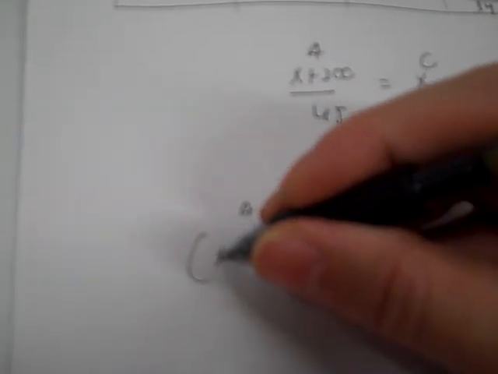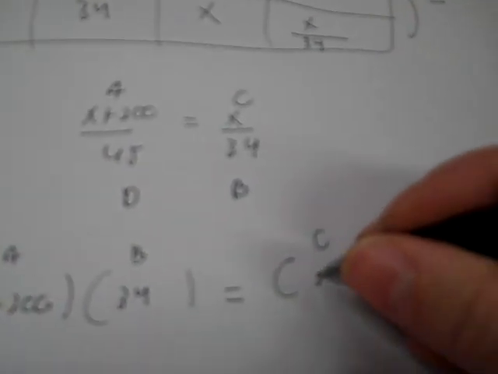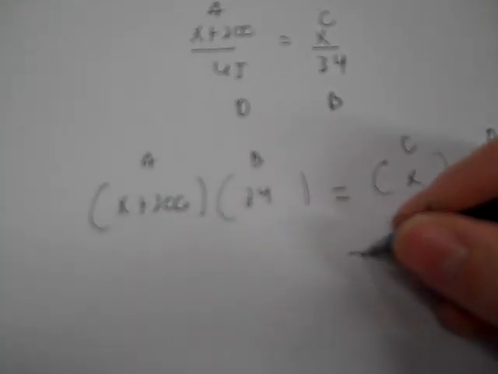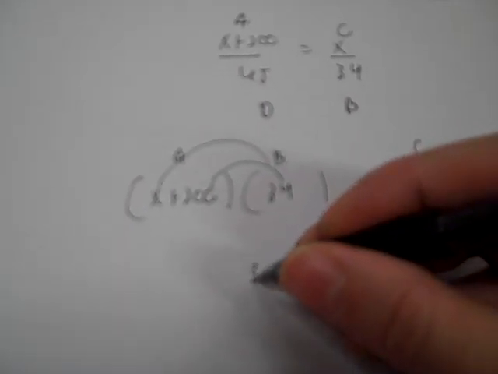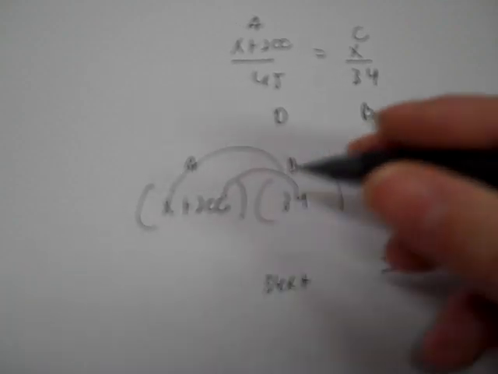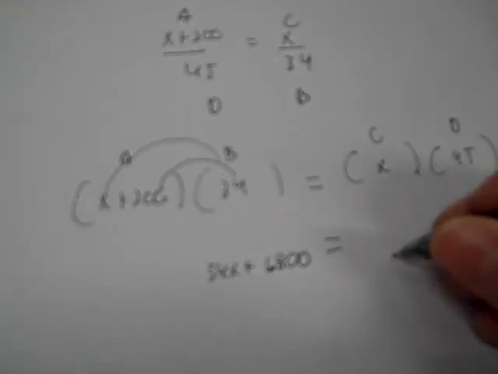Okay, so multiplying A times B is always going to equal multiplying C times D. Remember, A and B are diagonal. They're not straight up and down. So A is x plus 200, while B is 34. C is x, D is 45. So I have to use the distributive property here. So 34 times x is 34x. 34 times 200 is 6,800. And then over here, that's 45x.